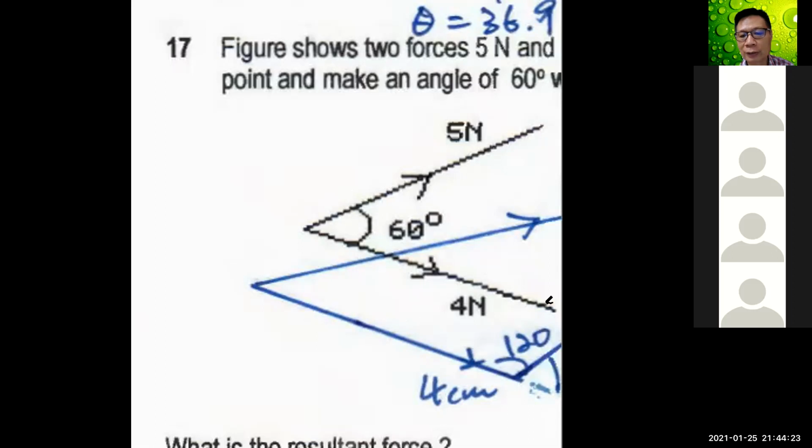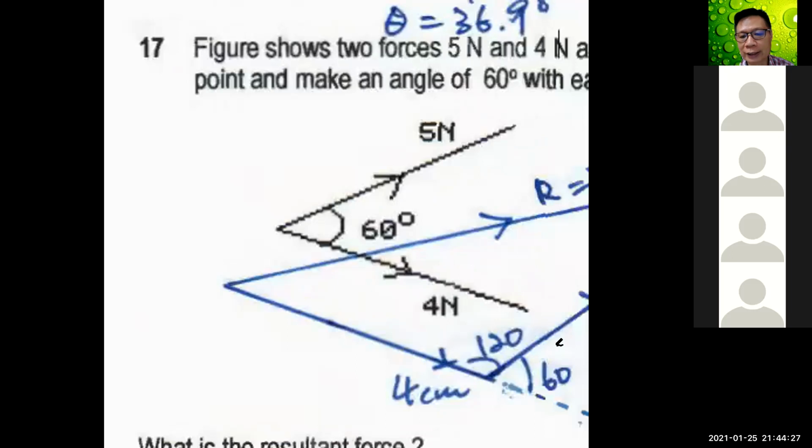Why 120? Because you see here is 60, so when it is 60 here, this must be 120. I'm moving this one over here. Draw 5 cm, 4 cm, 5 cm. Then you join up the starting point and ending point. That's it. You get the answer.